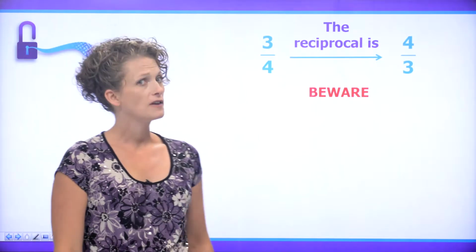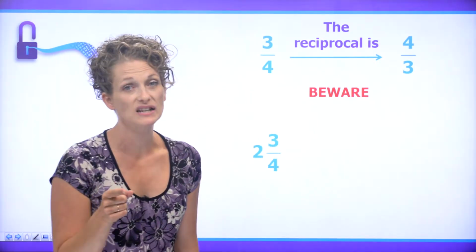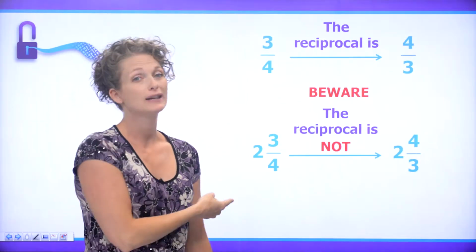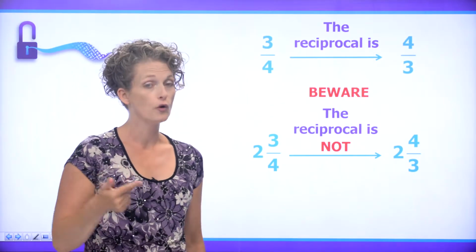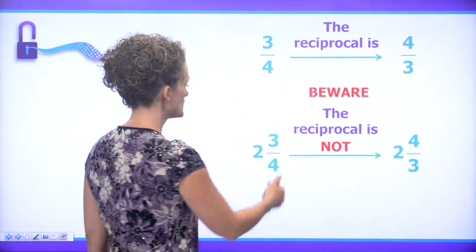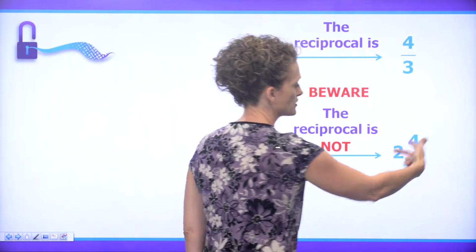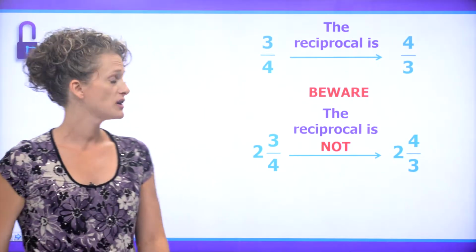Well, be very careful in this, because if you have a mixed number, such as 2 and 3/4, you absolutely cannot write it as 2 and 4/3. So you'll notice what's happening here is that you're going to want to take the fractional part and just switch that. But you can't do that. So here's what you have to do.